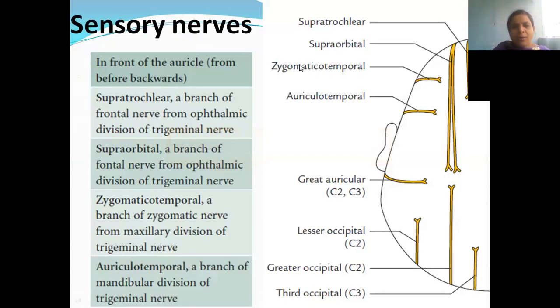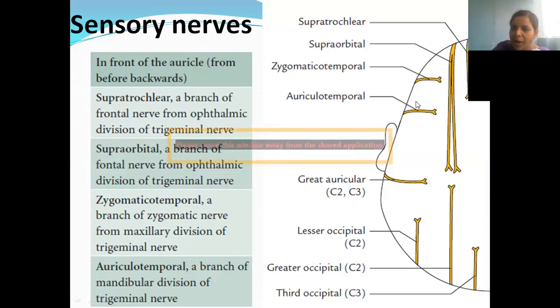Now, coming to the nerve supply of the scalp. We have four sensory nerves and one motor nerve in front of the ear. Similarly, four sensory nerves and one motor nerve behind the ear. So we generally divide the nerve supply into in front of the pinna and behind the pinna. In front of the pinna, I want everybody to draw this diagram. The four sensory nerves are, just name them.